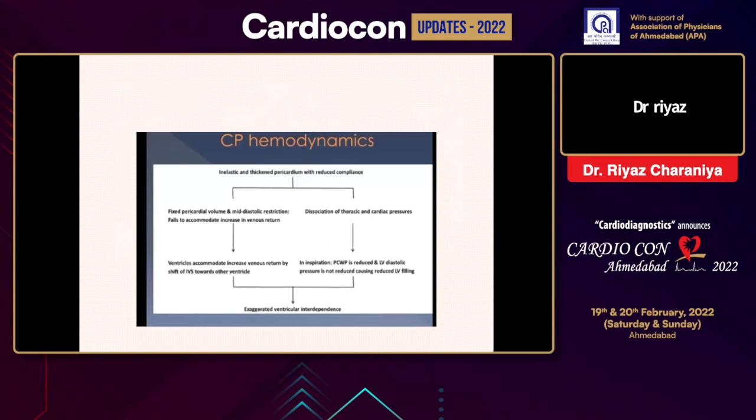If I summarize it, there's an inelastic and thickened pericardium with reduced compliance. It results in a fixed pericardial volume and a mid-diastolic restraint. It fails to accommodate the increase in venous return, and the ventricles accommodate the increased venous return by the shift of IVS towards the other ventricle. Then there is dissociation of thoracic and cardiac pressures. In inspiration, the PCWP is reduced and the LV diastolic pressure is not reduced, causing a reduced LV filling during inspiration. And this results in an exaggerated ventricular interdependence and ventricular discordance.